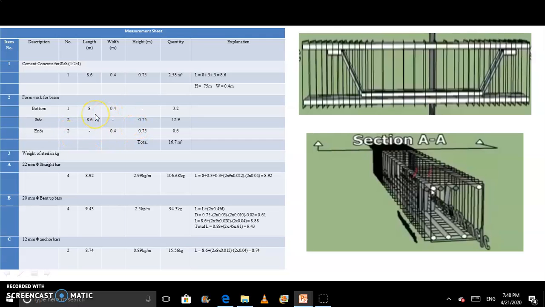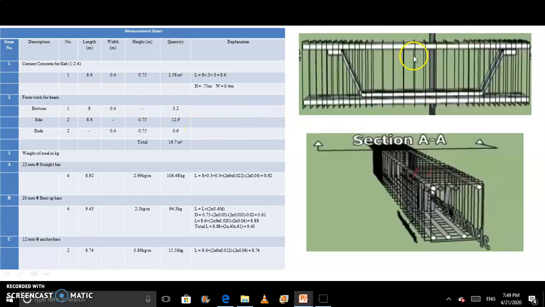Now we have to calculate the length and width and height of the different formwork. For the bottom part, we know that this beam is situated on wall. For example, this part is situated in wall, and this part is situated in wall. So you have to calculate only this length. That's why here we take 8 meter as length of beam. And we know that width is 0.4. That's why bottom formwork is 8 into 0.4. So here we get 3.2 as a quantity.